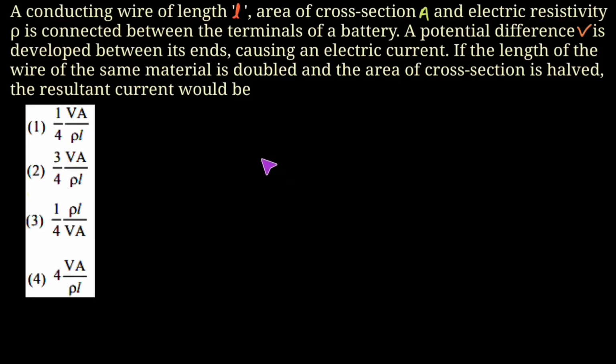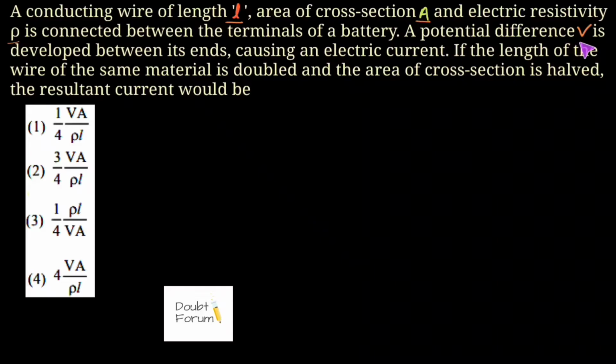In this question, we are asked to find the current flowing through a conductor if the physical dimension of that conductor is being changed. So let's read out the question first. The question is, a conducting wire of length L, area of cross section A, and the electric resistivity ρ is connected between the terminals of a battery.